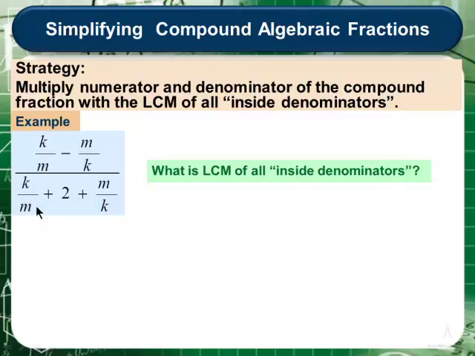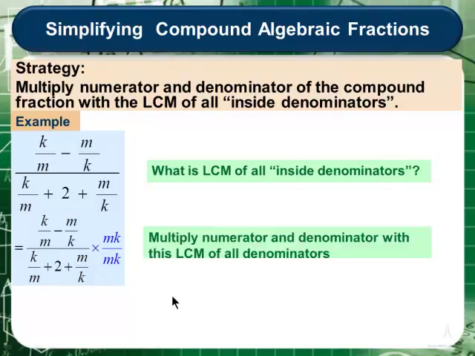Now what is the LCM of m and k? Clearly m times k. And the strategy now is to multiply by this LCM divided by itself. In other words, multiply by 1, so as not to change the overall compound algebraic fraction that we started out with. If we do that, we see that we have simplification if we multiply m times k with the numerator and also the product m times k with the denominator. Check carefully, if we multiply through, that you get this particular new algebraic fraction, which is not a compound algebraic fraction anymore. It's an ordinary algebraic fraction of the type that we have seen before.